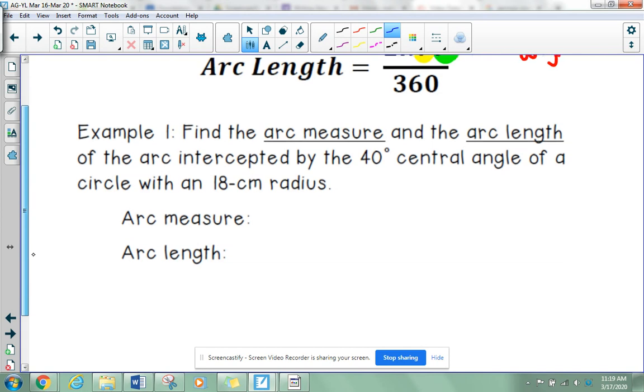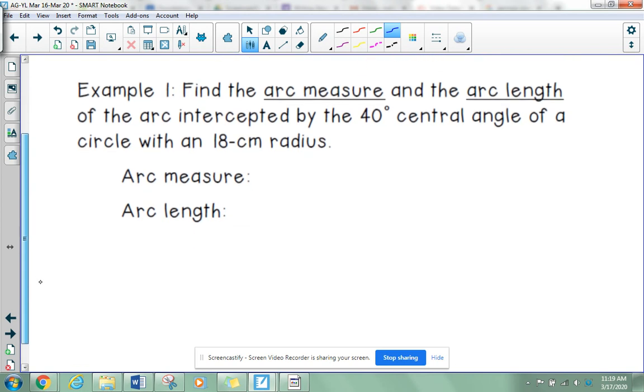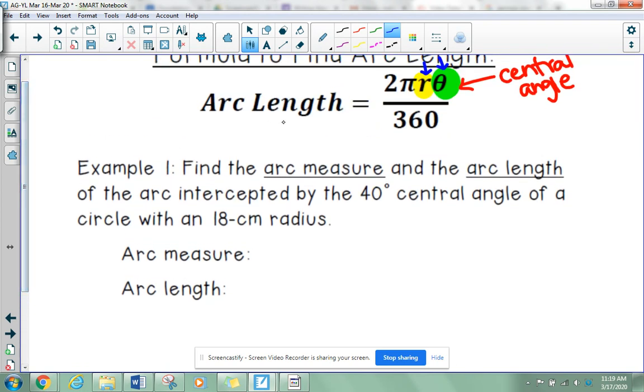So an example would be like this one right here. It says find the arc measure and the arc length of the arc intercepted by a 40-degree central angle in a circle that has a radius of 18 centimeters. Well, remember, arc measure, that's just where we'd say, oh, we have the central angle. Well, the central angle is equal to the arc that it measures. So we would just say, oh, arc measure would just be 40 degrees.